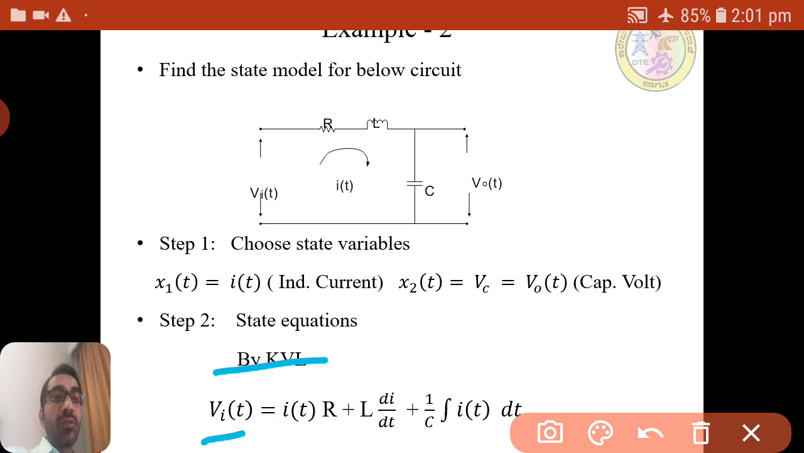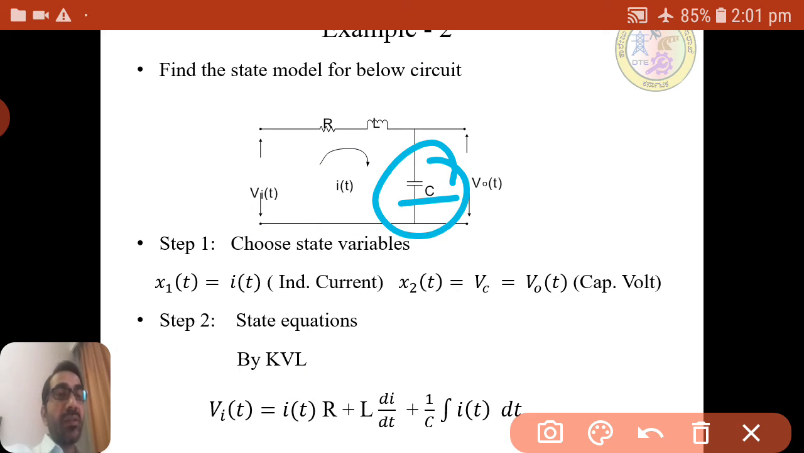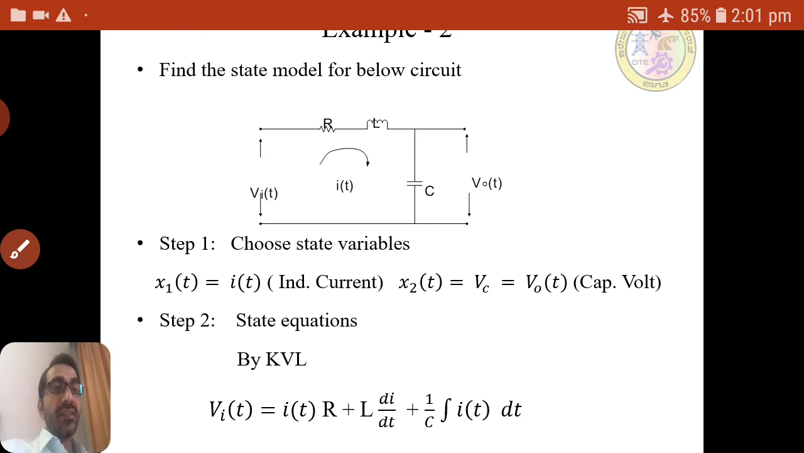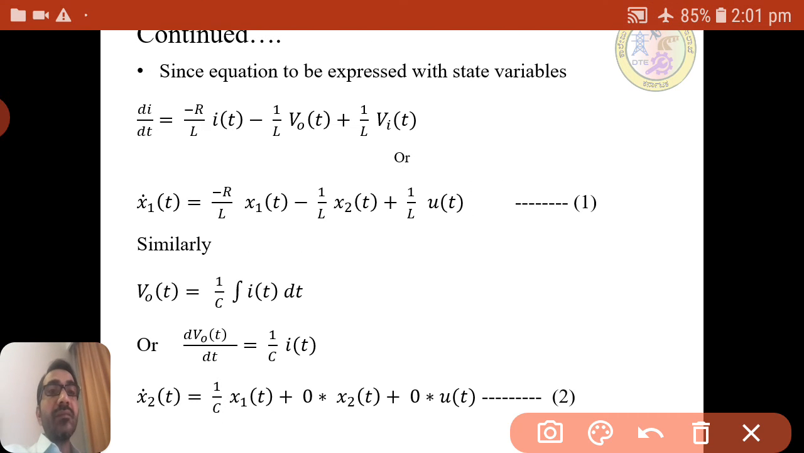So Vi of t is equal to I of t into R, plus L into di by dt, plus 1 by C integration of I of t dt, that is with respect to the capacitor. Then the third step is that, as it is only one loop, KVL is sufficient, so we need to represent this equation in terms of state variables.